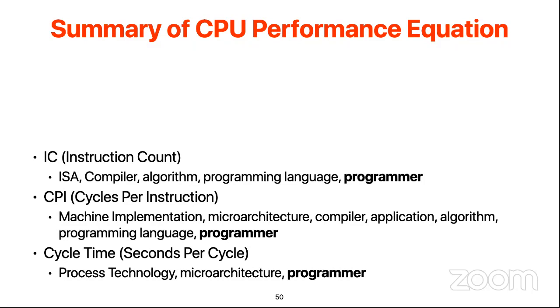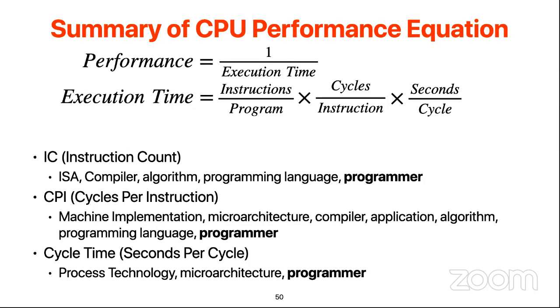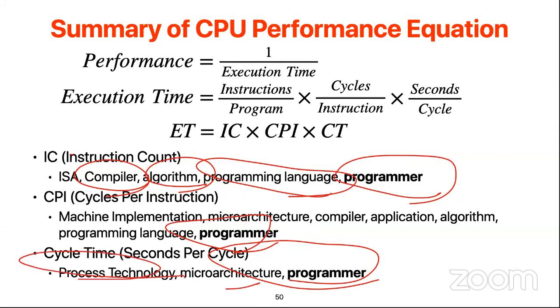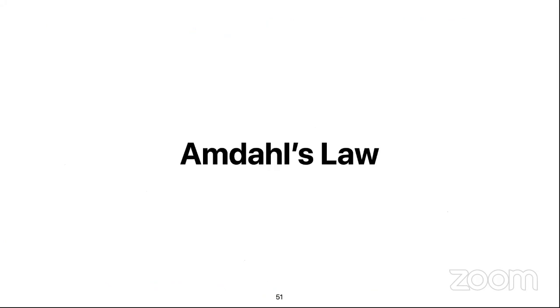So here's a summary, and this is probably the most important part of computer architecture: performance is the reverse of execution time. Execution time is calculated by IC times CPI times CD. And who can affect everything? That's the programmer. Other things like programming language, algorithm, and compiler can only affect two of the factors. And hardware technology and microarchitecture are effective for CPI and the cycle time. Those are the important takeaways for the performance equation.